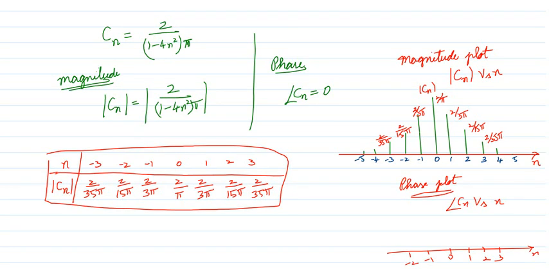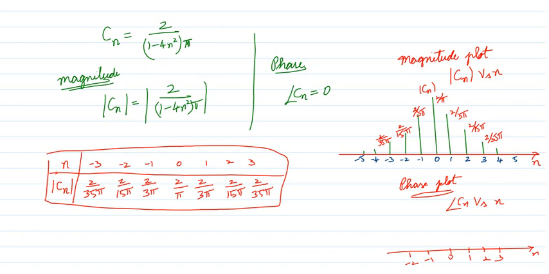Now if you plot this, for n is 0, we are getting the magnitude as 2 by pi. N as 1 will get 2 by 3 pi. N as minus 1 will get 2 by 3 pi. So we have plotted this. This is the magnitude plot. What about the phase plot? Phase plot is 0 because for Cn we are getting only a real number.